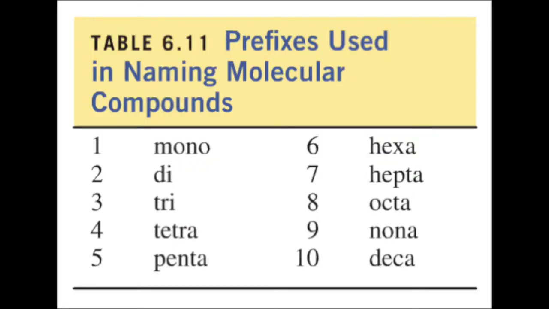When we're dealing with covalent bonding, we have to use prefixes because we have 2 nonmetals. We don't have a metal and a nonmetal. Okay, so the prefix tells you how many atoms you have of a specific element. So for example, mono is 1, di is 2, tri is 3, tetra is 4, penta is 5, hexa is 6, hepta is 7, octa is 8, nona is 9, and deca is 10.